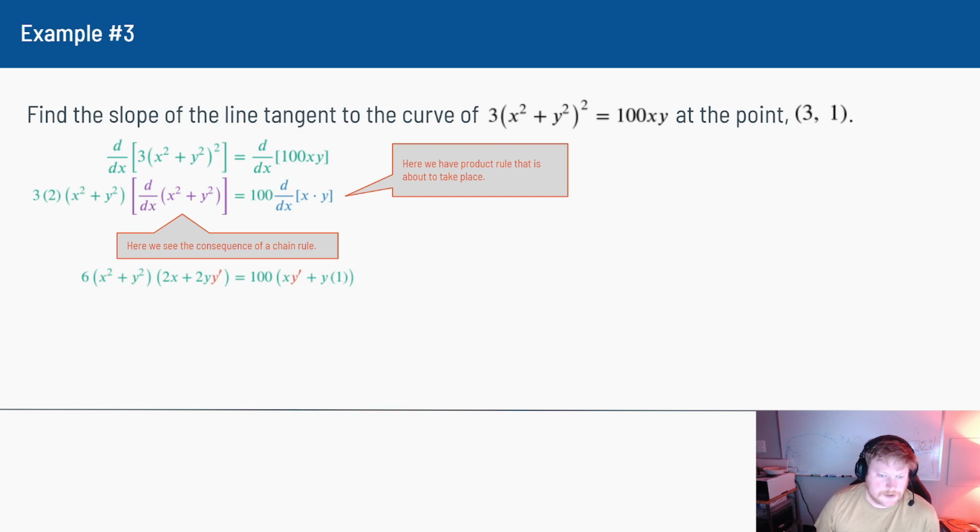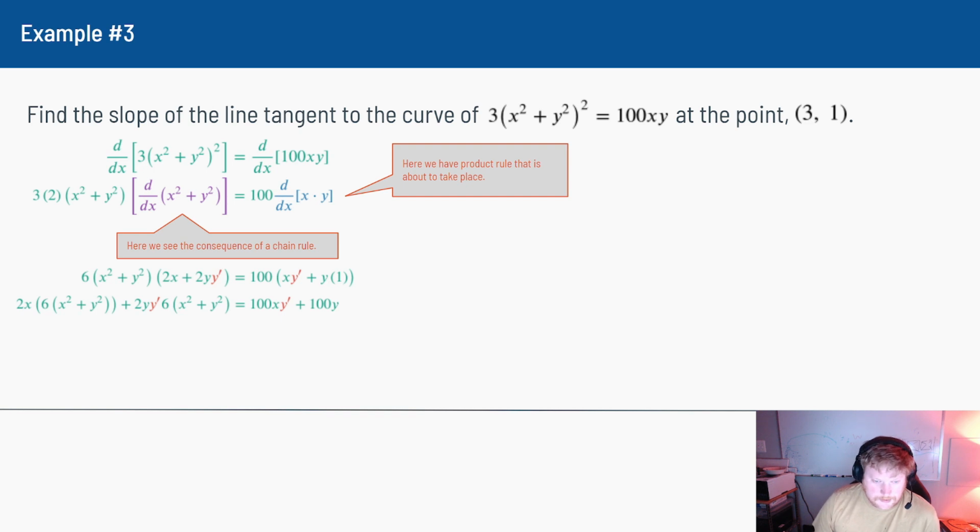differentiating x squared just becomes 2x. Differentiating y squared becomes 2y, and out pops that y prime, the consequence of the chain rule and implicit differentiation, differentiating with respect to a different variable. On the right side, my product rule, first times the derivative of the second, the first being x, the second being y. So first x, the derivative of y is y prime, plus y, the second, times the derivative of the first, which, since the first is x, the derivative of x with respect to x is just 1.